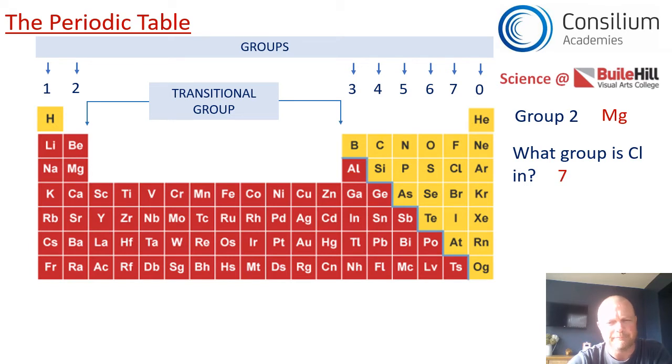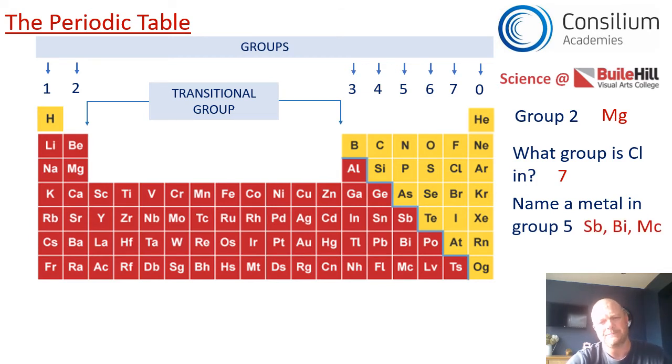Second one down. And if I was to ask you to name me a metal in group 5, well, you have to go and find group 5 first. And the 3 possible answers are Sb, Bi, and Mc. It can't be N, P, or As because I asked you for the name of a metal, and those 3 are non-metals.